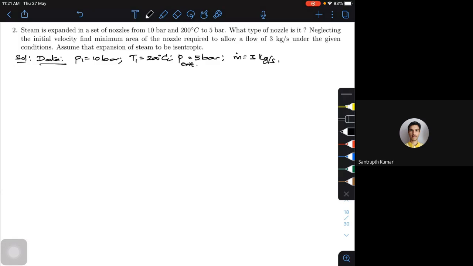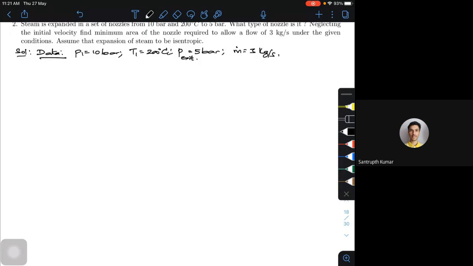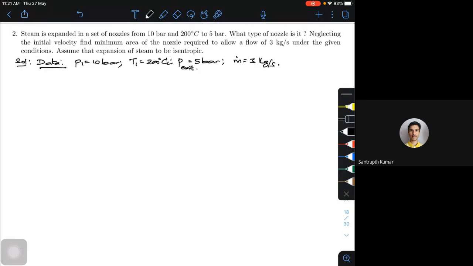Now, if you look into the critical pressure ratio, what will it be? We have the formula for the critical pressure ratio. For initial velocity V1 equal to 0, it is given by P2 by P1 is equal to (2 by (n plus 1)) to the power of n by (n minus 1).